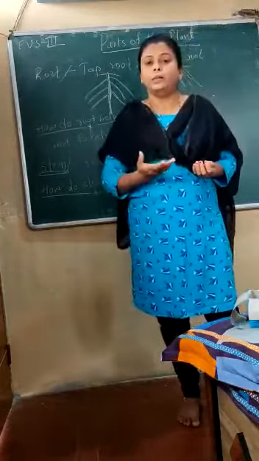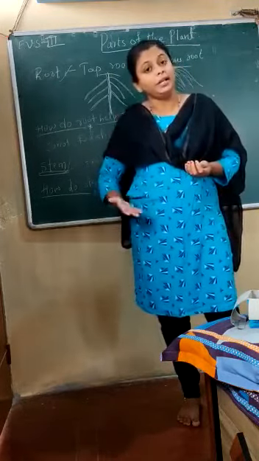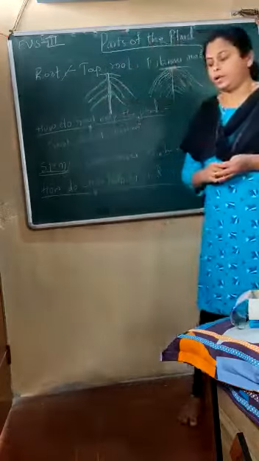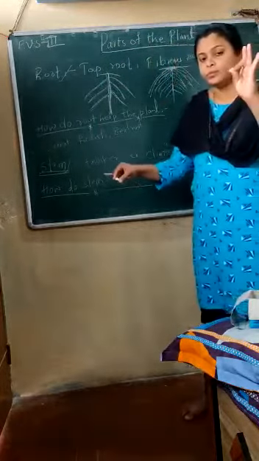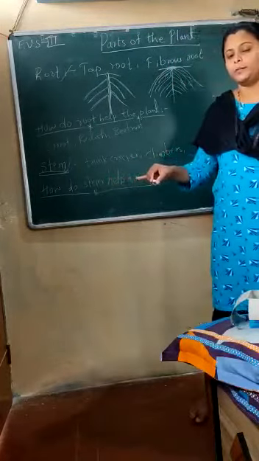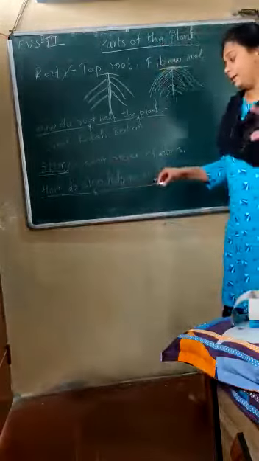This is how the stem helps, just like a highway road, passing materials from one point to another point. Other than this, the stem supports the plant. The stem gives a definite structure to the plant. The stem passes the food and water. The stem acts as a supportive part of the plant.